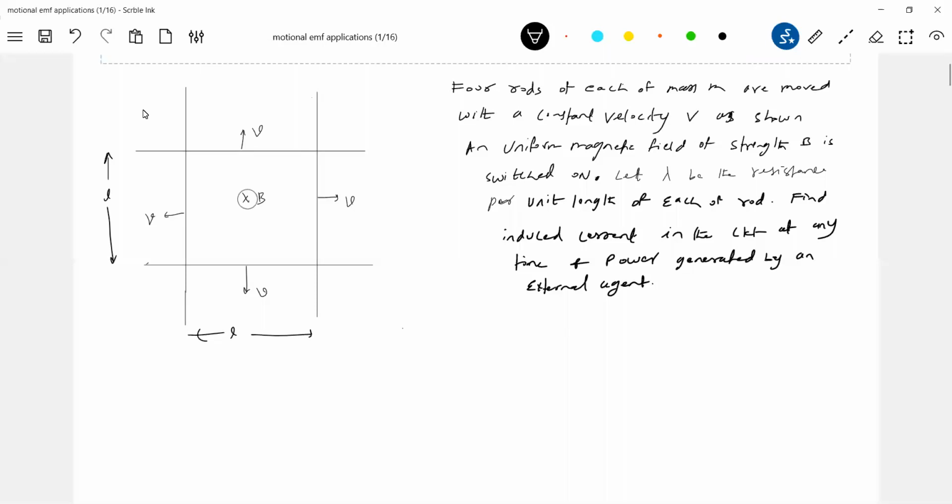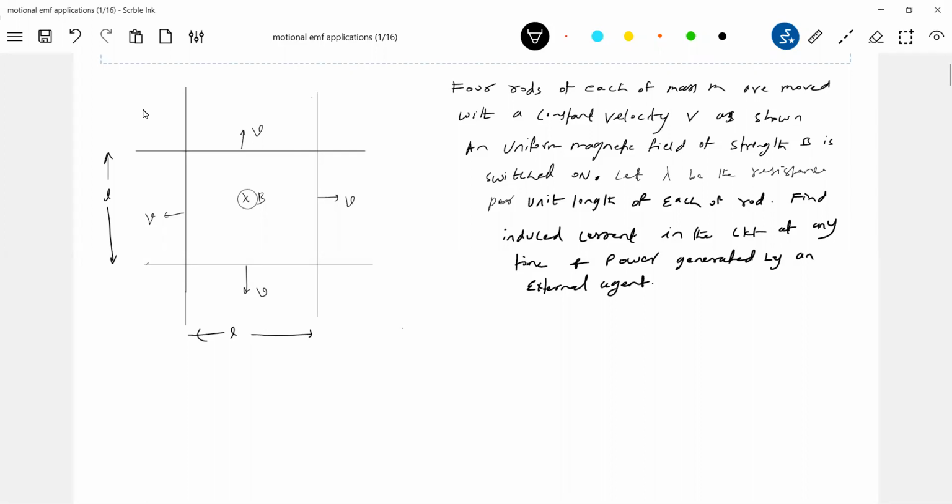Not like specific rectangular or circular shapes we have seen. So as the rods are moved with a velocity v, what happened to the area enclosed by the loop? So where is the loop here now? This will be the loop here.